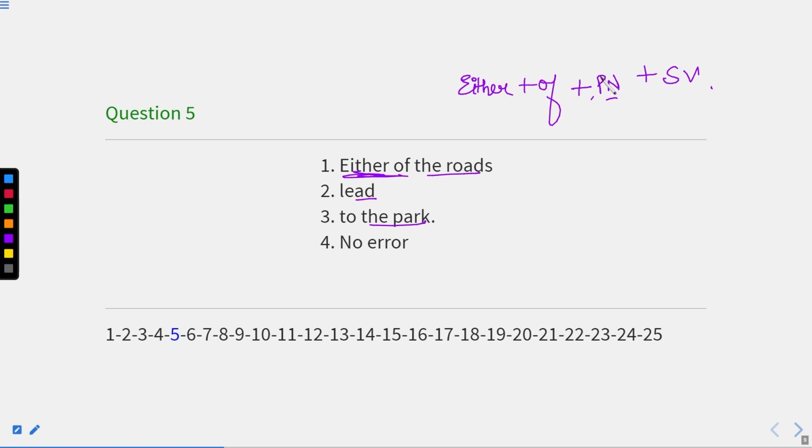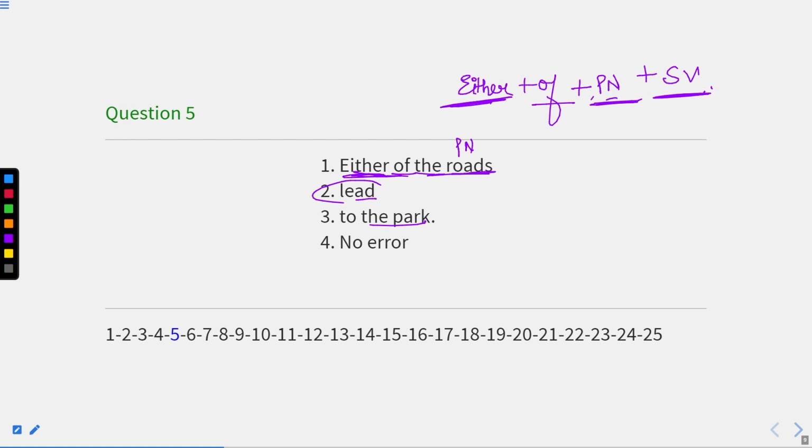Why so? Because either means one of the two. Okay, so whenever we use the word either, it means we are talking only about two options, and out of these two options we are only selecting one. That is why we use singular form of verb, because here we are using the singular subject. Either means the singular subject because we are choosing only one of the two. Okay, so here either, after either we have of, and then plural noun but singular form of verb should be used.